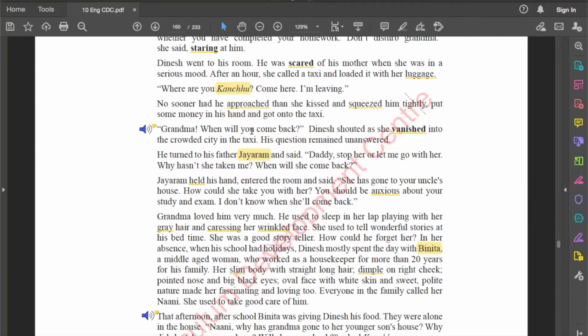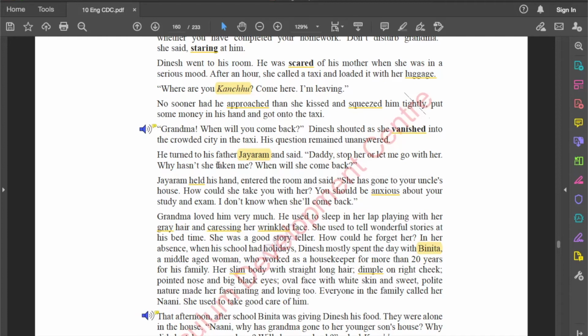When will you come back? But unfortunately, grandma couldn't hear him. She already vanished into the crowded city. Vanished means she disappeared. She was out of scene, or Dinesh could not see her in the crowded city. Yes, crowded city means where more population is over there, more people are over there. In the taxi, and no answer. Dinesh was not sure when his grandma would be back or wouldn't be back.